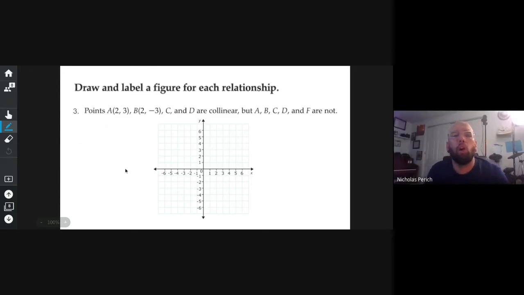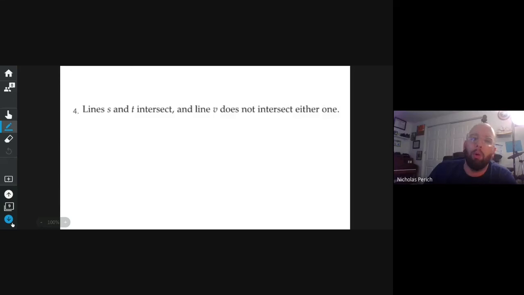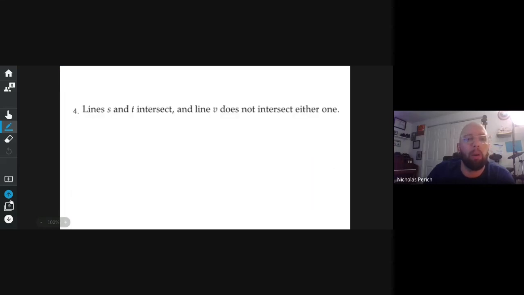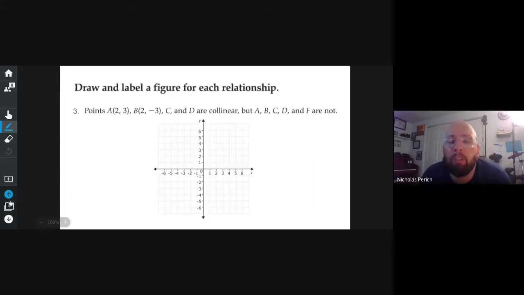Draw and label a figure for each relationship. Points A, B, C, and D are collinear, but A, B, C, D, and F are not. We did start at 11:30. This will probably be the last problem that we do, and we'll wrap up the rest of this lesson tomorrow. Yeah, we're not getting through this today. That's all right. We'll wrap up the rest of the lesson tomorrow morning. No big deal. Since it's a half day, you're synchronous anyway. That means I'm teaching you live anyway. And then you learn about bullying at 9.